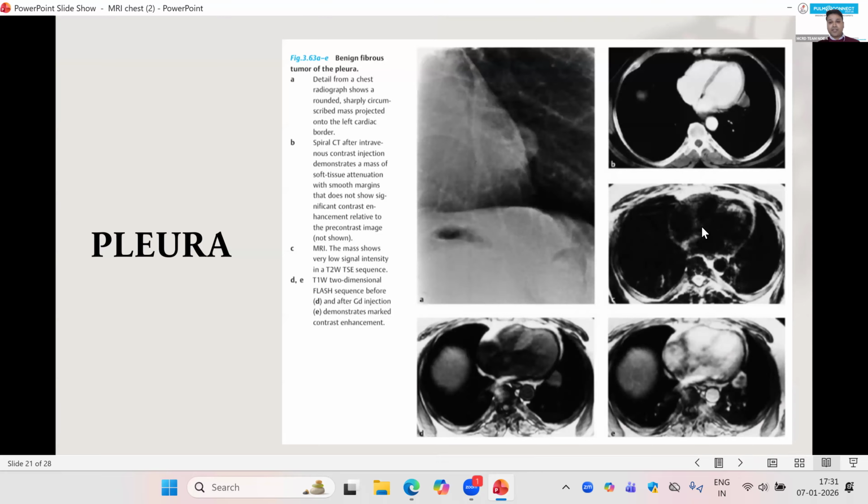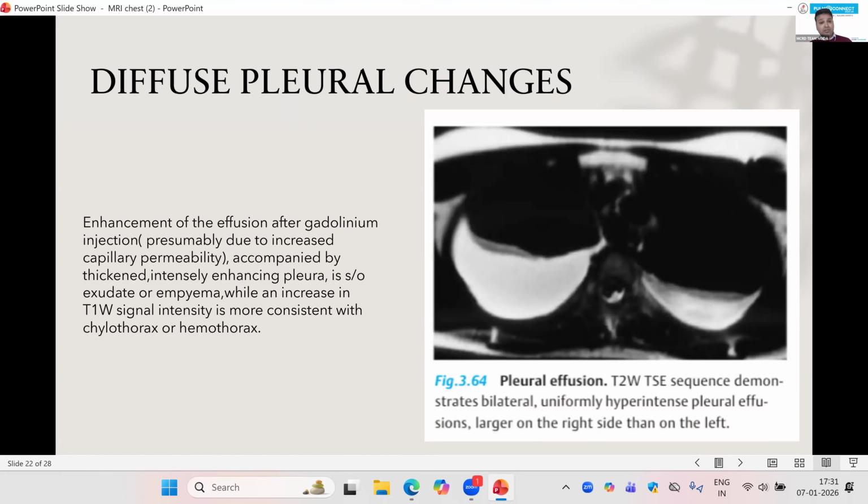Now coming back to the pleura, here you can see a beautiful lesion in the X-ray. The corresponding CT showed a similar kind of lesion, but in the MRI also you can see the extent of the lesion and the enhancement given after the contrast, so you can identify the extent of the disease and the lesion in the mediastinum. So in pleural diseases also it is helpful, and in pleural effusion, you can see diffuse uptake on the right side more than the left side. So MRI helps you in the diagnosis of pleural effusion.